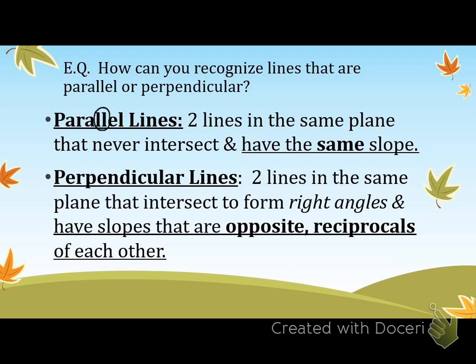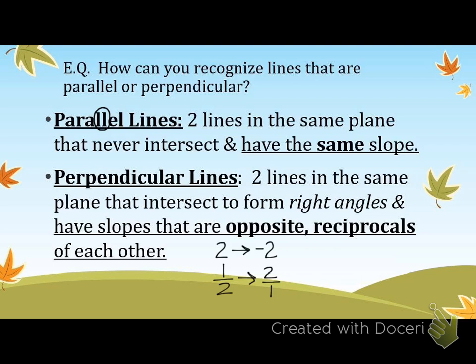Now, perpendicular lines. These are two lines in the same plane, according to the song we just heard, that intersect to form right angles and have slopes that are opposite reciprocals of each other. Now, perpendicular tends to give people the most trouble, so let's go over this slowly. All right, if I give you the number 2, what is the opposite of the number 2? Negative 2. If I give you the number 1/2, what is the reciprocal of 1/2? 2 over 1, or of course 2.